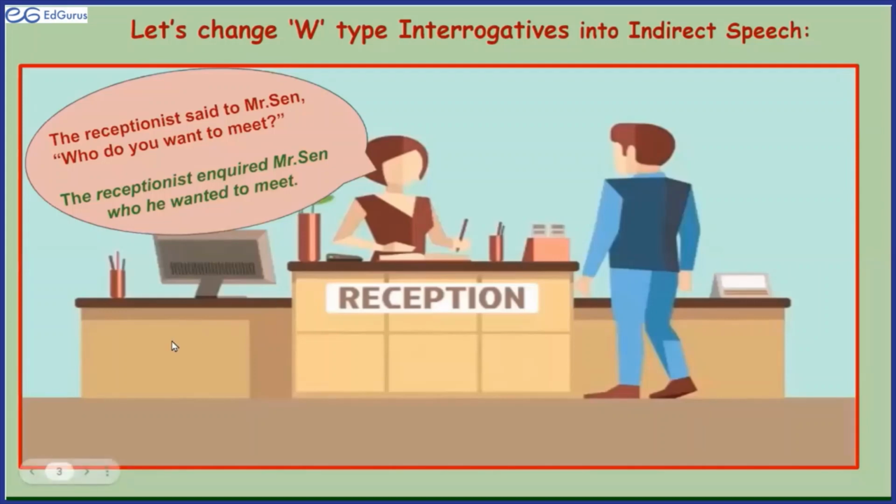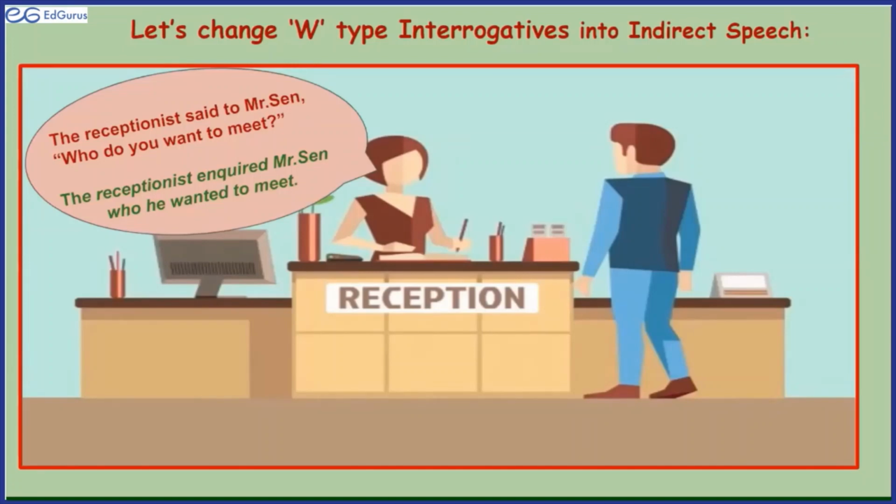Now let's change W type interrogatives into indirect speech. Here are a few examples. The receptionist said to Mr. Sen, this is the conversation between the receptionist and Mr. Sen. The receptionist said to Mr. Sen, who do you want to meet? Now see here carefully, the receptionist inquired. Said to, the reporting verb, is completely changed in interrogative sentences. Here it has been used inquired.